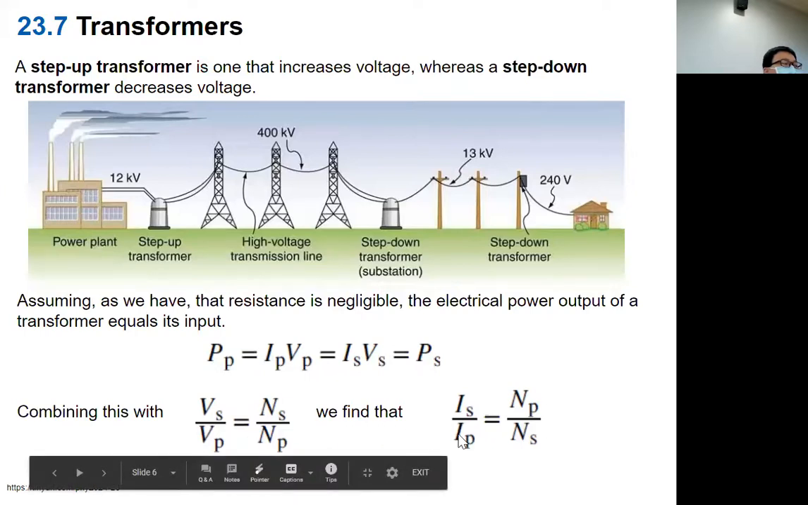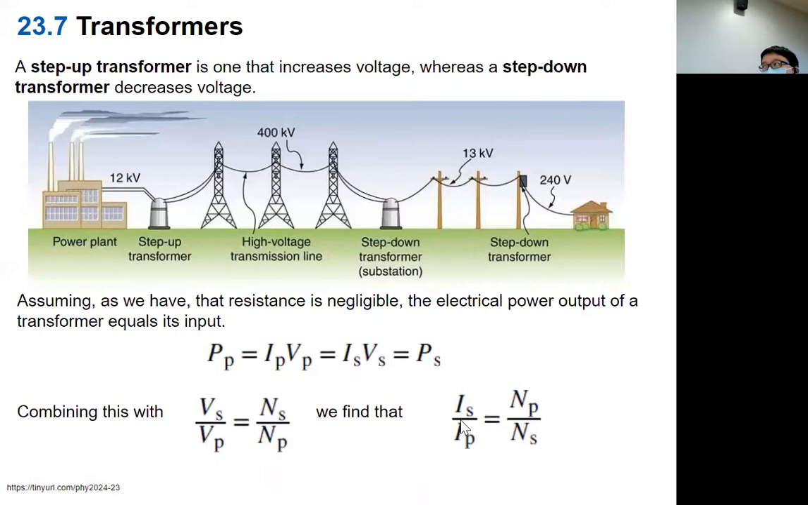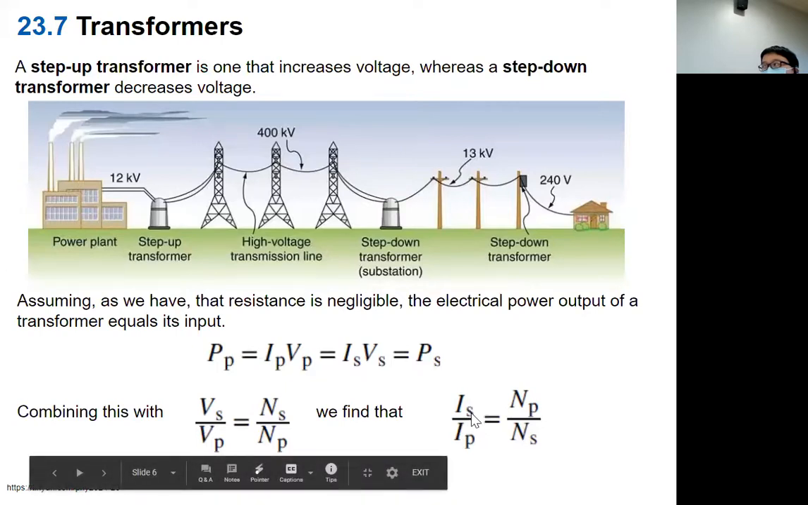And for the currents, they are the other way around. The current in the secondary over the current in the primary is equal to the number of coils in the primary divided by the number of coils in the secondary.